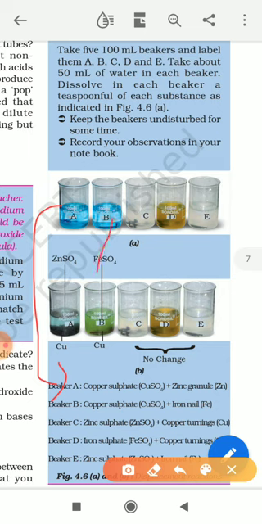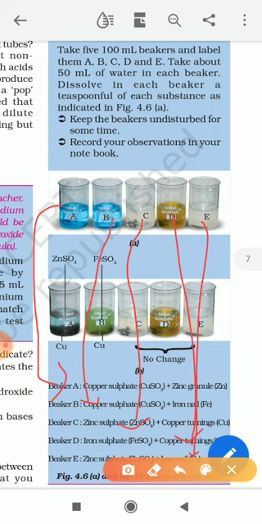In beaker B, copper sulfate plus iron nails. In beaker C, zinc sulfate plus copper turnings. In beaker D, iron sulfate plus copper turnings, and in beaker E, zinc sulfate plus iron nail. So first you have to take 5 beakers, with 50 ml of water plus these substances in each.